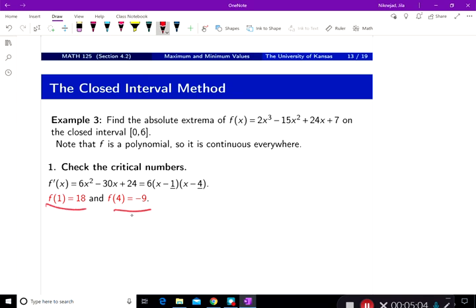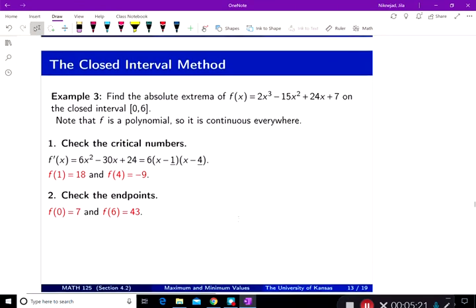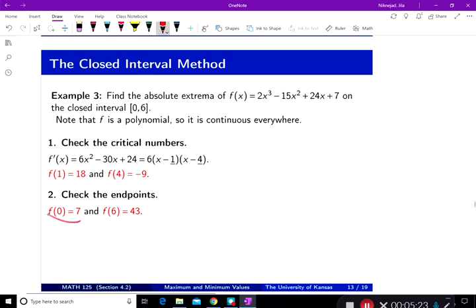Now I have to look at the endpoints. So I have to plug in 0 in the function and 6 in that function and compare. f of 0 obviously is going to be equal to 7. So we check the endpoints. This one is going to be 7. If I plug in 6 in here, I get 43. Now, comparing all these values, the smallest value I get is -9. The highest value I get is 43.